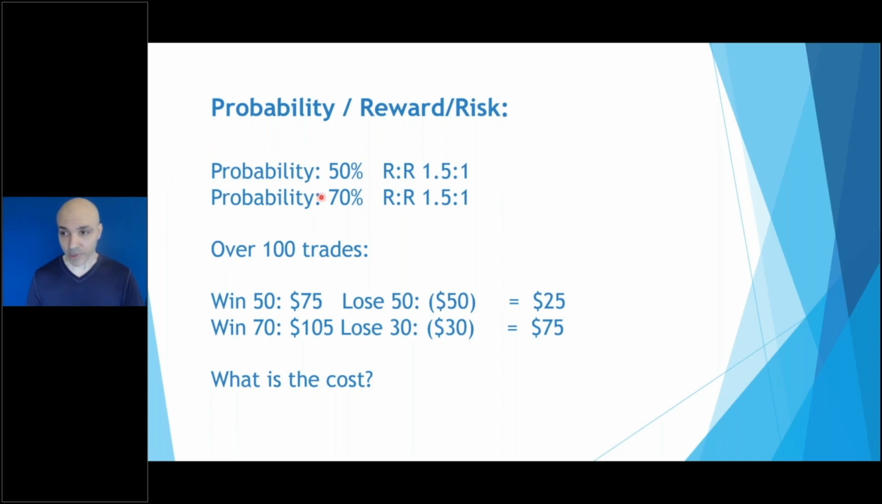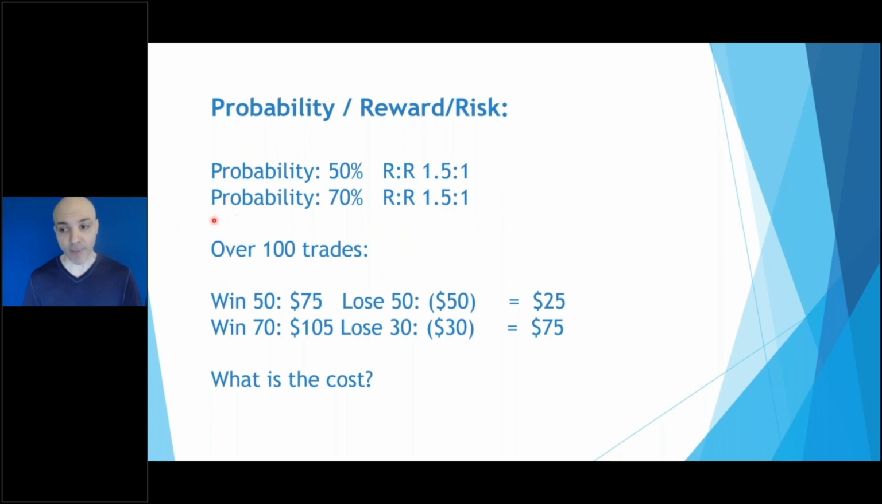So let's assume that you're wrong half the time, which is random. 50-50, it's like flipping a coin, but your reward risk is 1.5 to 1, meaning you risk $1 and look to make $1.50 on every trade. We're going to compare that to what if you had a 70% probability, meaning you'll be wrong 30% of the time but right 70% of the time, with the same reward risk: you win $1.50 when you win and lose $1 when you lose.